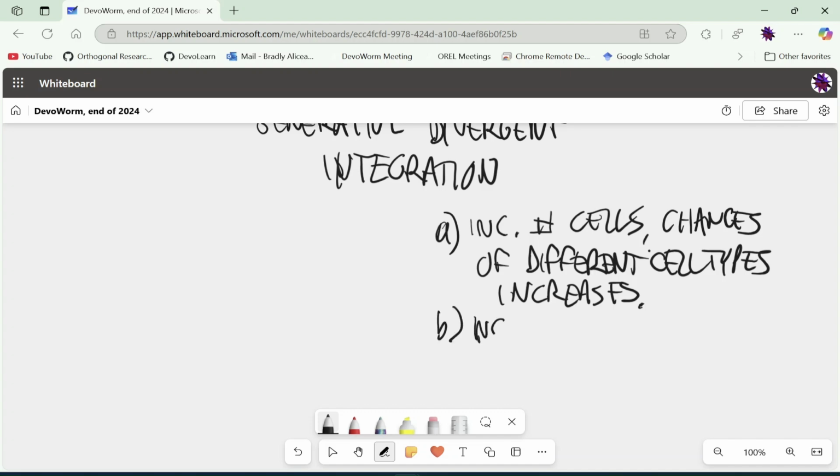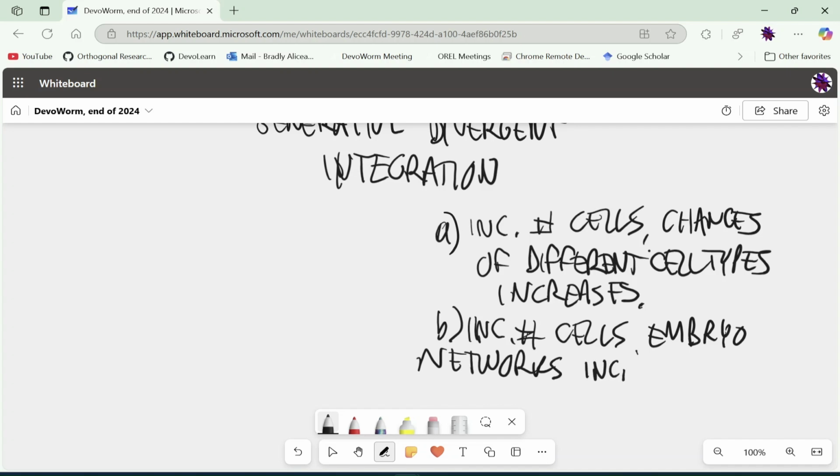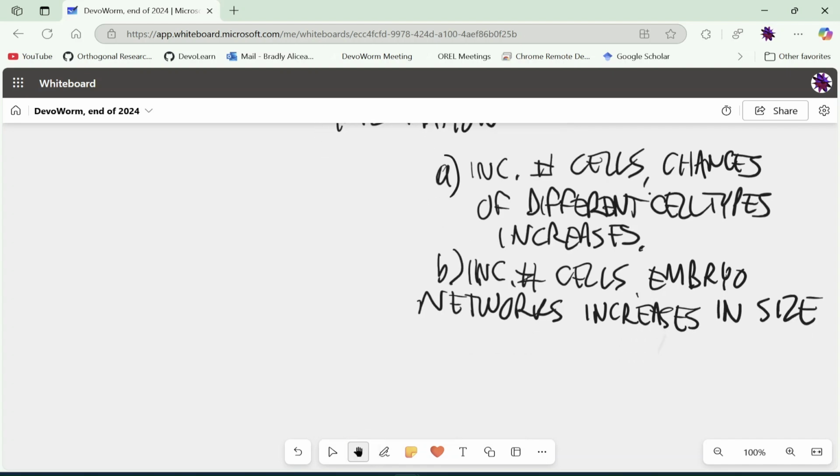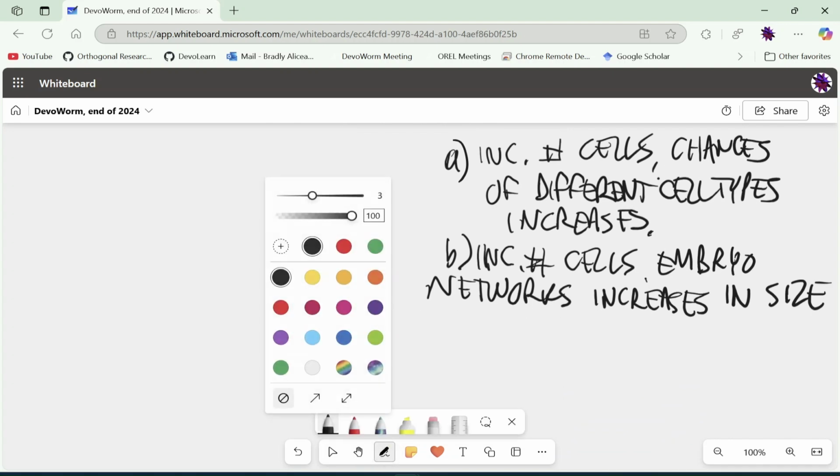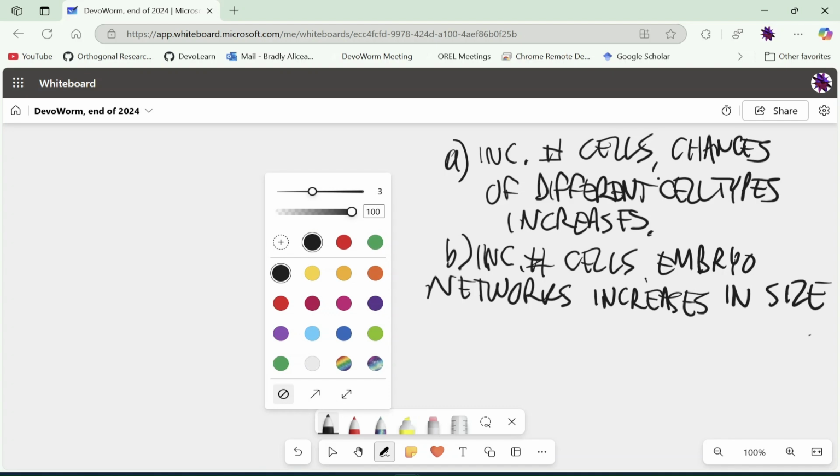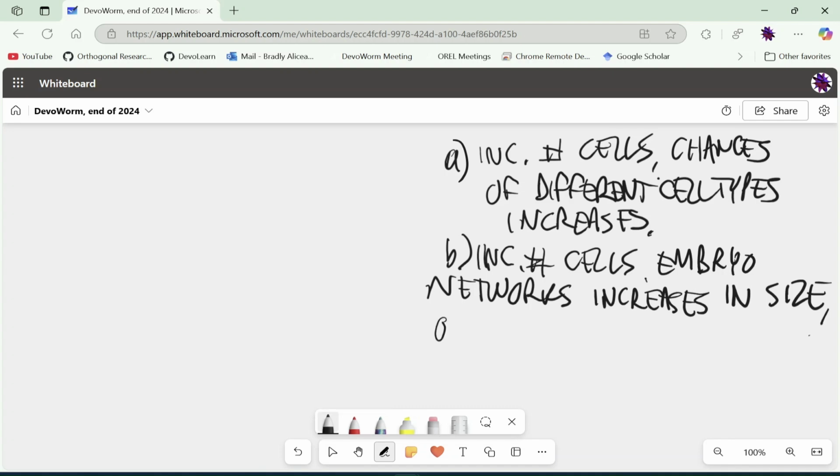B, you get an increase in the number of cells in your embryo network. It increases in size, but also in the number of opportunities for these weak ties. Actually, we don't really get the weak ties yet. We get this opportunity for new communities.